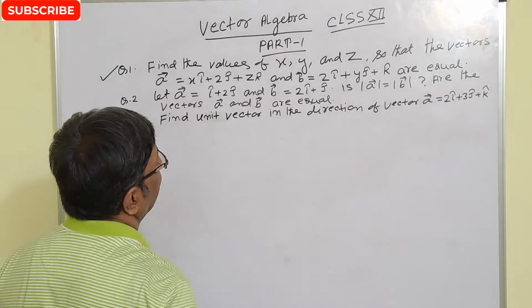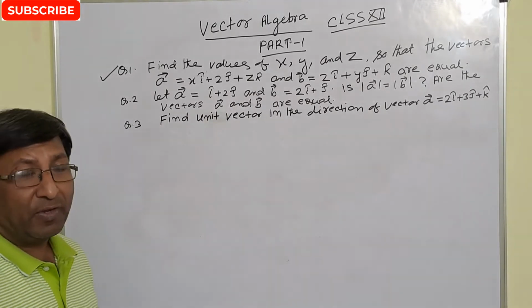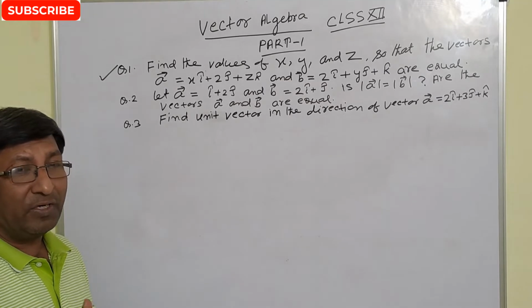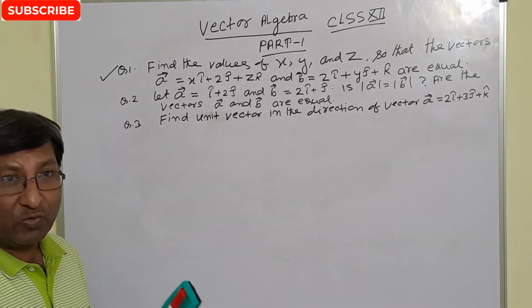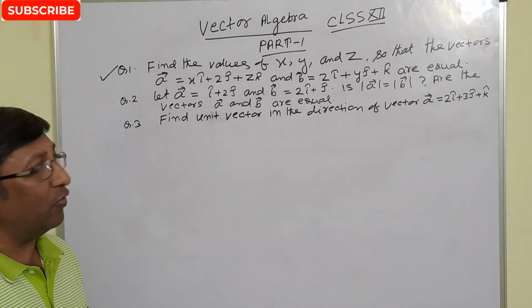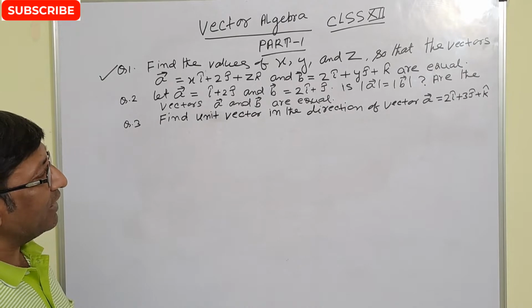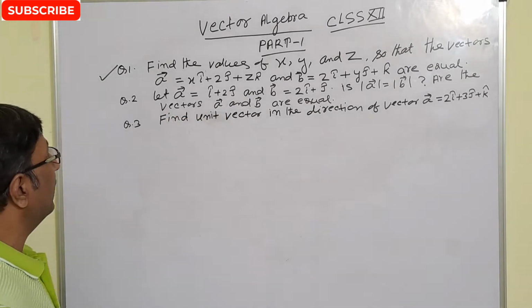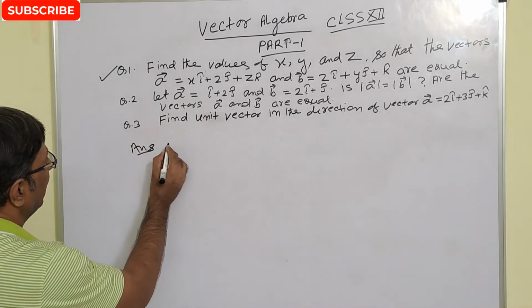and B vectors are equal. So you know two vectors are equal when coefficient of unit vector I, unit vector J and unit vector K of both vectors are equal, then the two vectors are equal. तो क्वेश्चन हमारा find the values of x, y and z so that the vector A vector and B vector are equal. So for this question, see answer first.